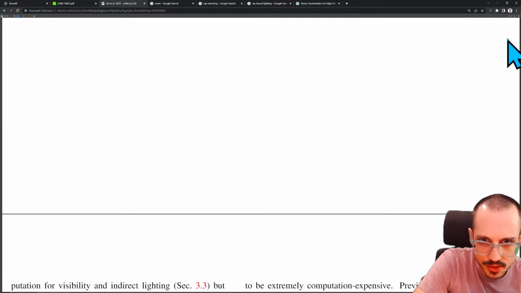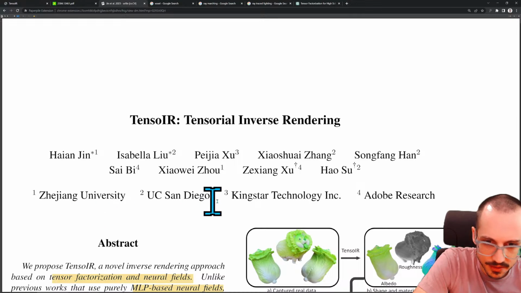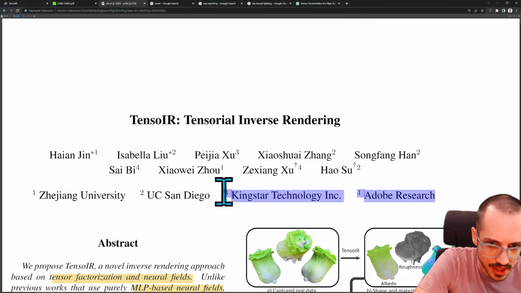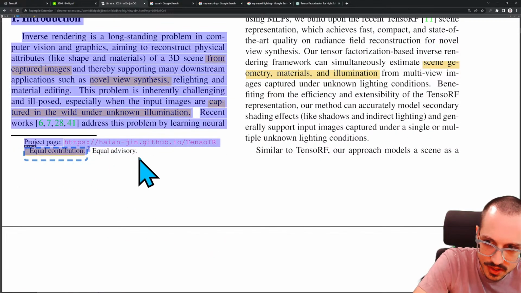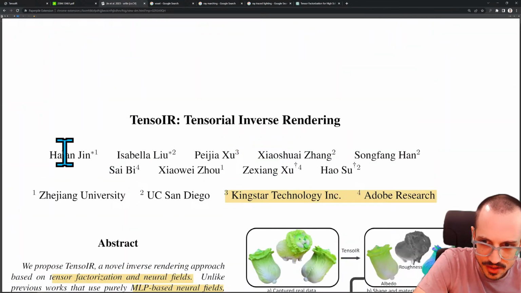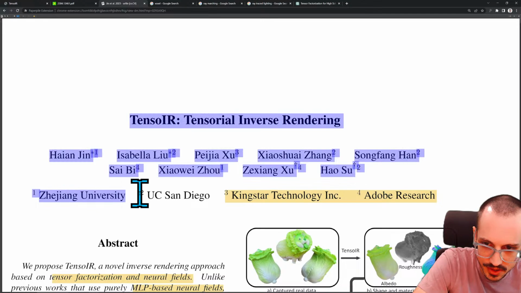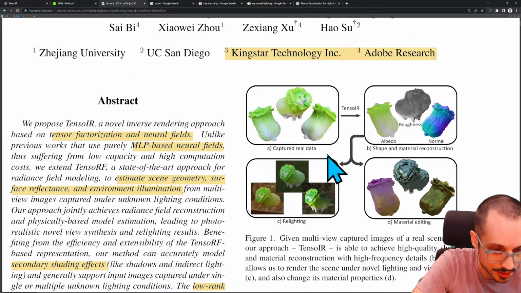Maybe just to summarize what's going on here. This is a paper that comes out of Adobe Research and a couple different universities. You see a little bit of a competition going on where you have equal contribution and equal advisory, so people are fighting over who gets credit on this work. You have people from this university and UC San Diego fighting over this, which is interesting. It tells you that there's something to fight over.